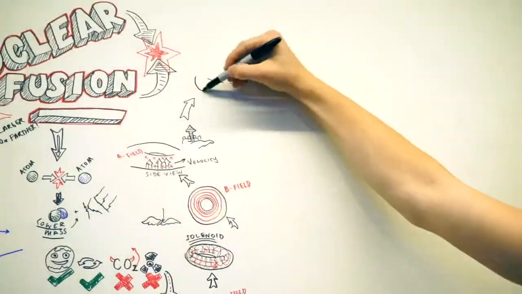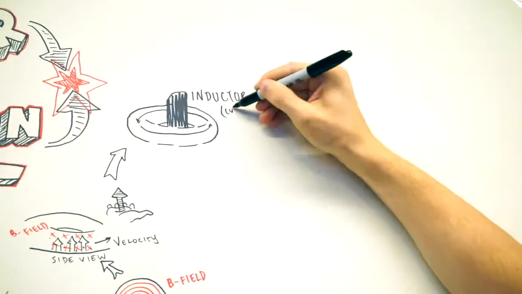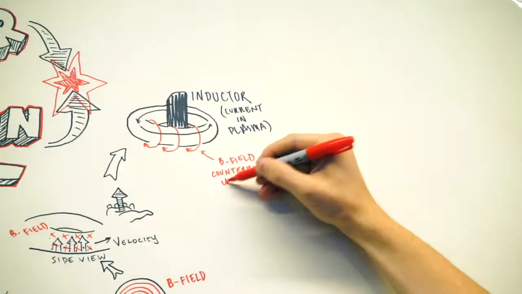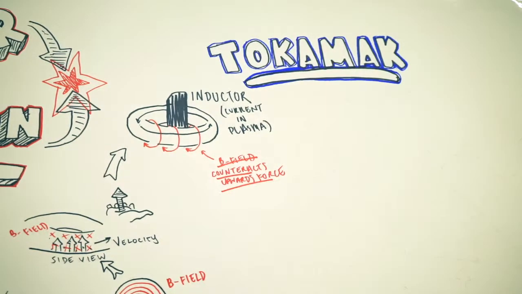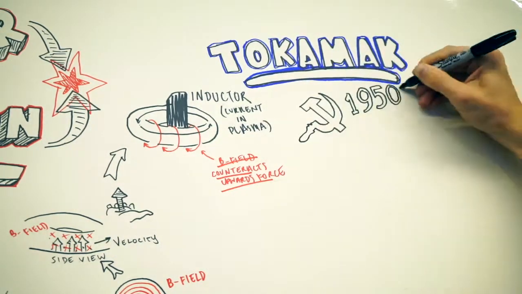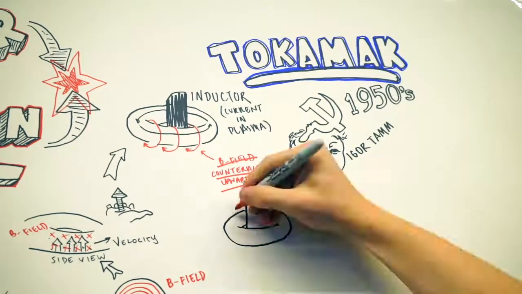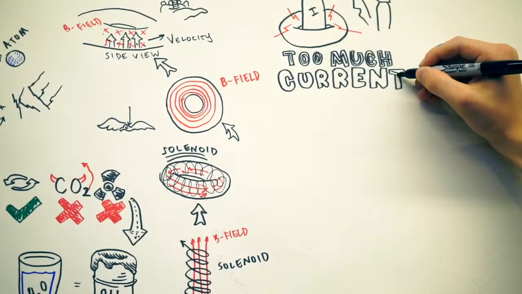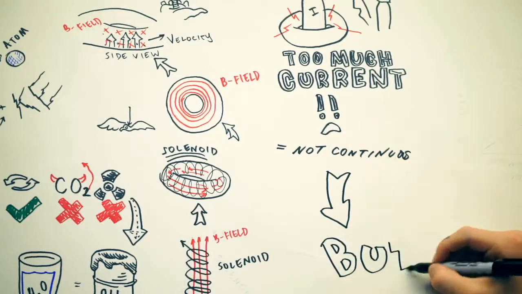To fix this, we induce a current through the plasma itself to create an additional toroidal magnetic field, resulting in a twisted combination of the two fields with an even force throughout. This is called a tokamak, and was first invented in the 1950s by Soviet physicist Igor Tamm. Eventually, the machine induces too much current in the plasma, making it unstable. This means that a tokamak cannot run continuously.